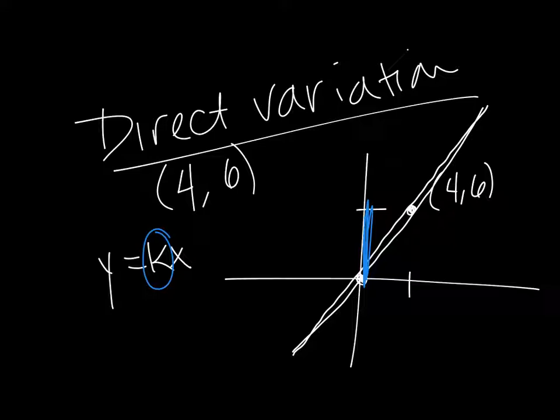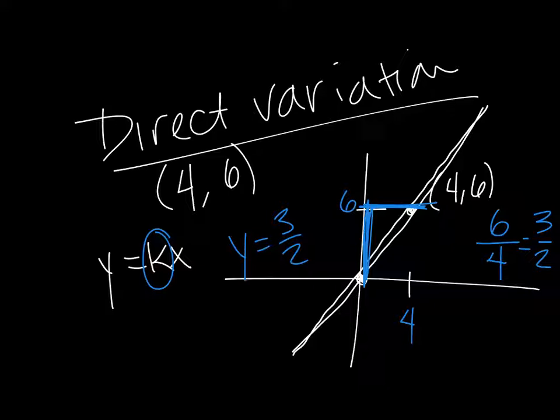How far up do I go? How far over do I go, right? Well, this is 4, this is 6, right? x is 4, y is 6. So I go up 6, and I go over 4. And by the way, I can reduce that to 3/2. So I can write y equals 3/2 x. And there we go. We have a direct variation. It's that simple, guys. It is that simple. Just draw out a little sketch, see what it is, plug it in.